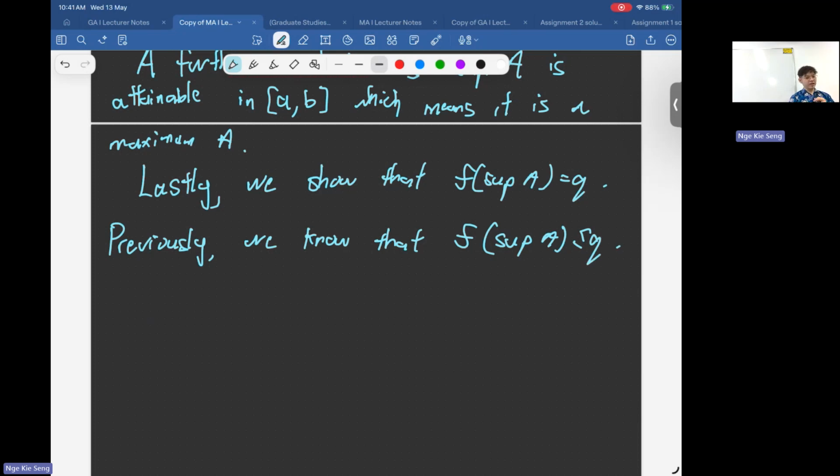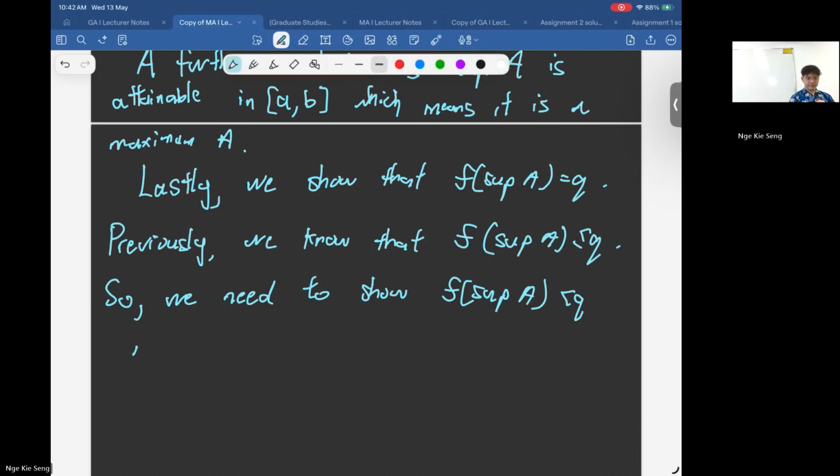Okay, so what do we have left to show here? We just need to show that the other possibility is not possible. Which means I cannot have f of sup A strictly less than q. We're going to show that this is not possible. It's impossible. I think something is wrong in my notes; I said it's not impossible. Double negation. Okay, it's not possible. So how are we going to show this?